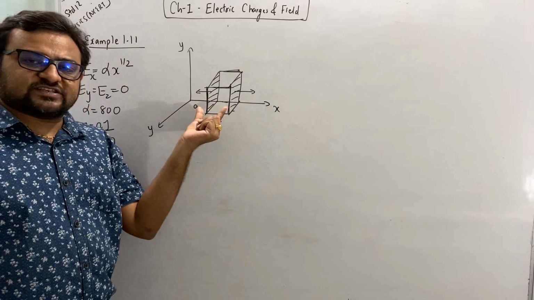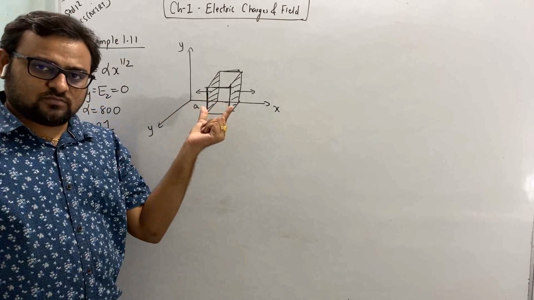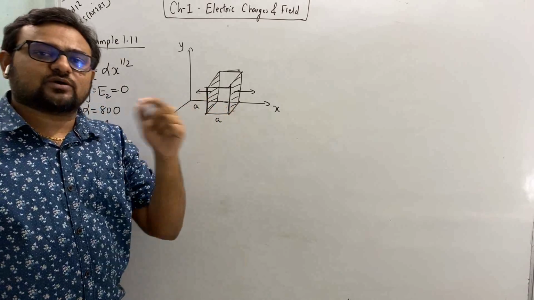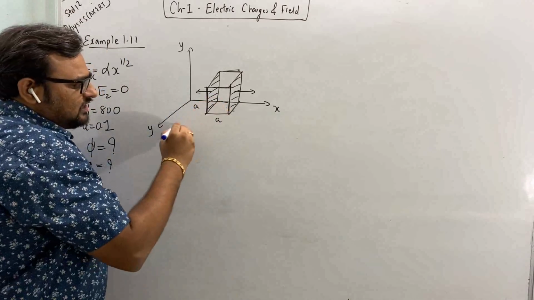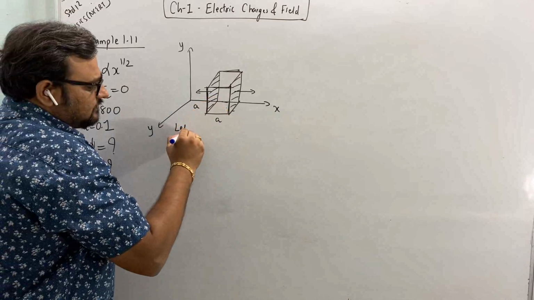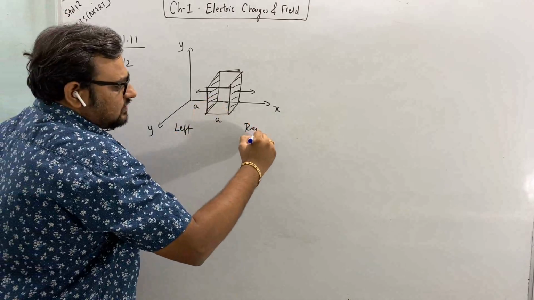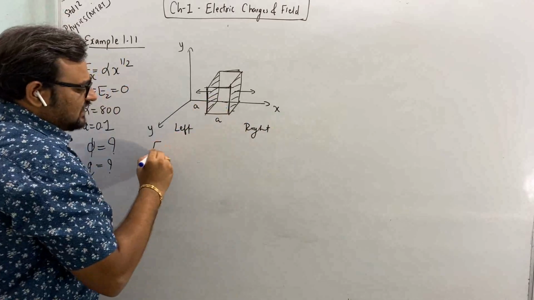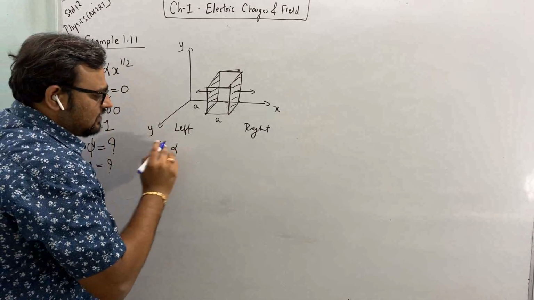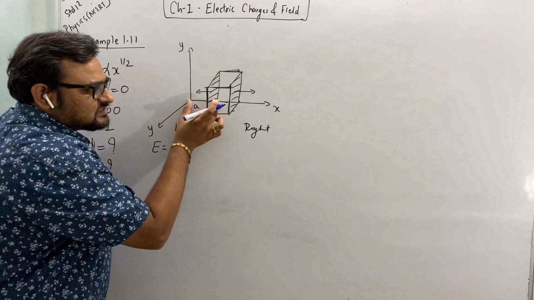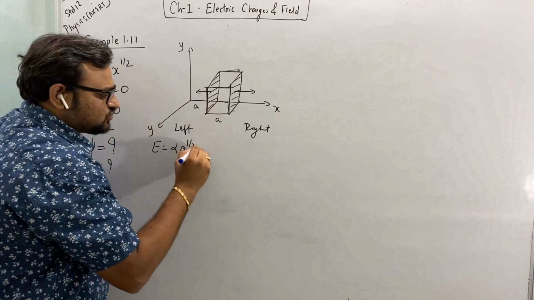But for these two surfaces, the angle is 0. So cos 0 is 1. Now first let's find out the electric field at this side, on the left side, and this is on the right side. So what is the electric field? Alpha into x raised to 1 by 2. What is x? This distance is a, so a raised to 1 by 2.